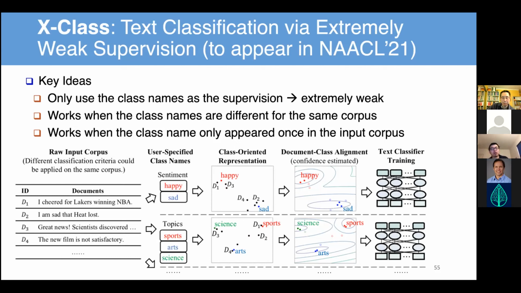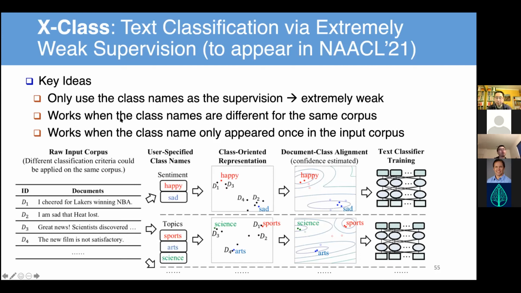For news articles, you can classify them based on topics. You can also classify them based on sentiment. You can also classify them based on the location of the news event. So there are multiple criteria, and it's almost impossible to do this classification in an unsupervised way. So you have to give some hint. And we believe the class name is the minimum amount of hint you should give. That's why we call it extremely weak. That's why it's called X-Class. X denotes extremely weak.